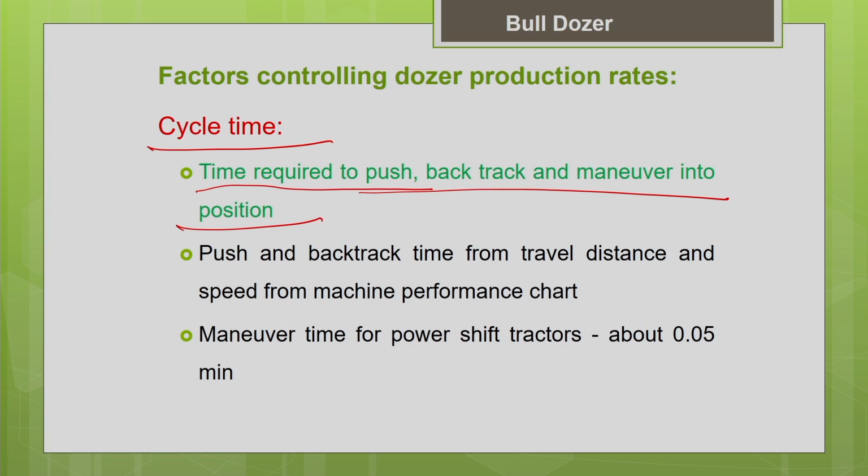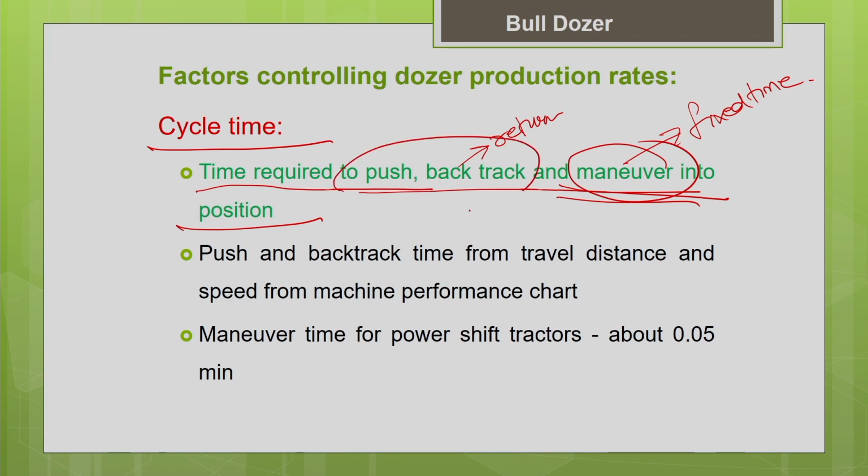So, you are going to cut the earth, push the earth, dump it at the required place, then backtrack, in the sense you are going to return back to the original position where you want to do the dozing operation again. Other things are maneuvering, in the sense whatever adjustments you do, like accelerating or decreasing the speed, changing the gear. The time needed for changing the gear, all those things come under the maneuvering. So, we call this fixed time, and this one is variable time. Your push and backtrack is called variable time.